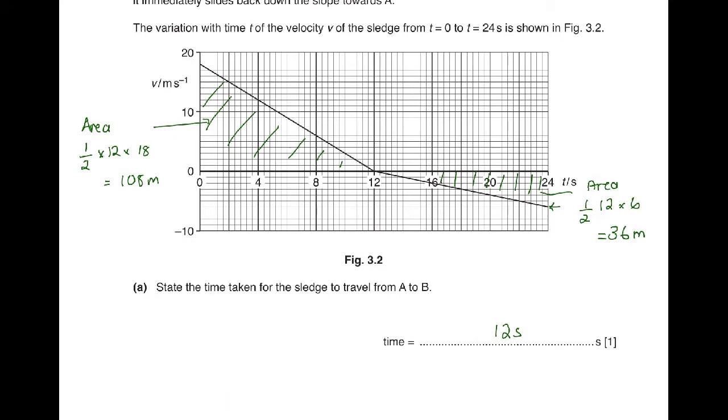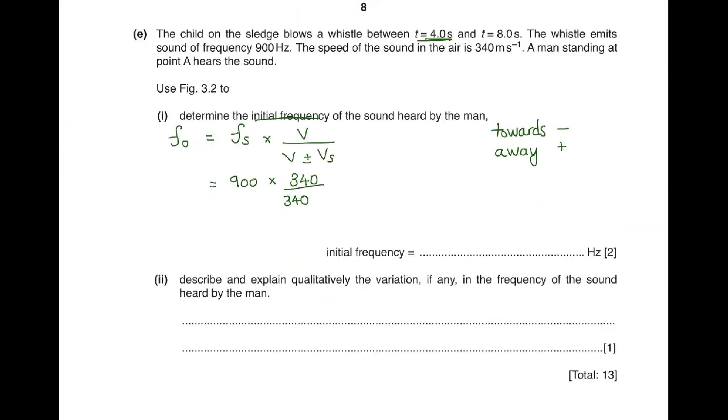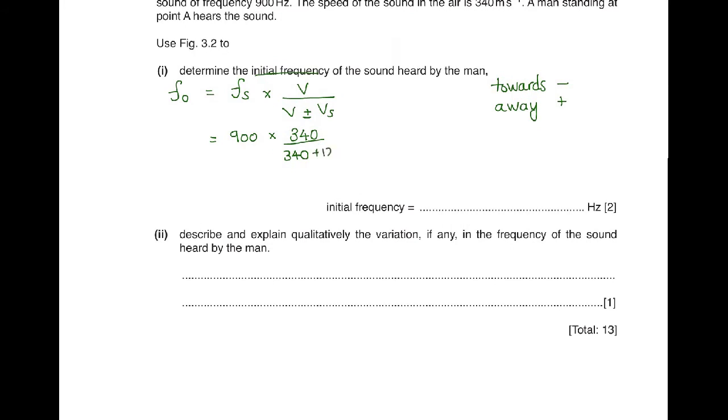4 seconds is here. That's 12 meters per second there. So let's put that down here. So that is actually 900 times 340 over 352. So if you've got a calculator handy, you can try that and you will get 869 Hertz. Or you could round that to 2 significant figures and make it 870.